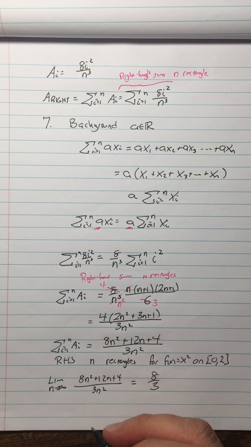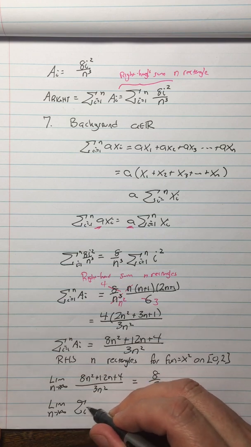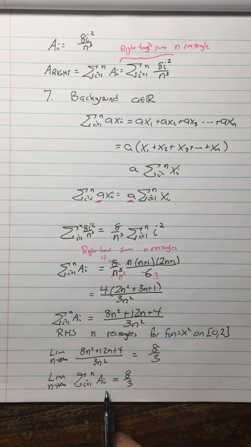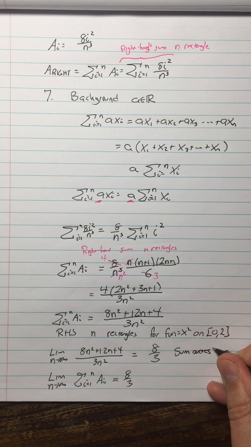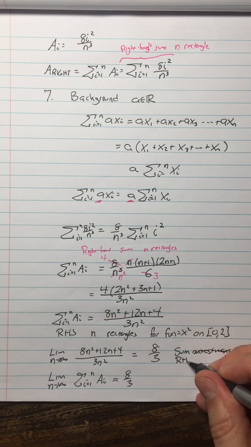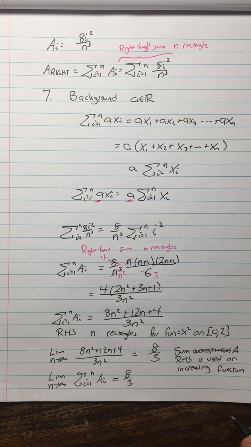I mean, think about what this is really doing: this is the limit as n approaches infinity of the sum from i equals 1 to n of a sub i. You've done that limit. It's 8/3. So you have done the limit as n approaches infinity of a Riemann sum. And this sum overestimates A because a right-hand sum is used on an increasing function. So we talked about that before. The sum is going to be an overestimate because the little rectangles hang over the area.